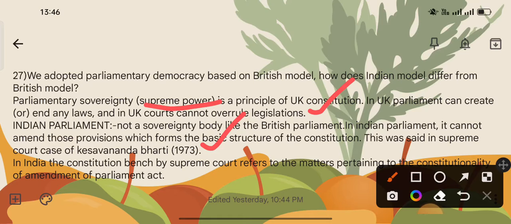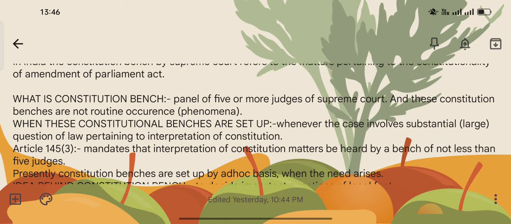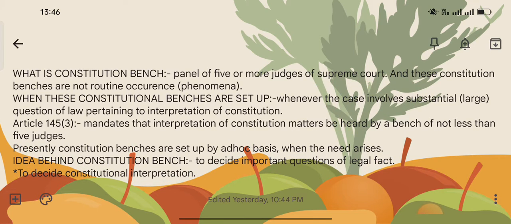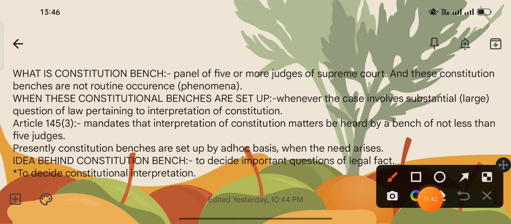And in India, the constitution bench of the Supreme Court hears matters pertaining to the constitutionality of an Amendment of Parliament Act. And what does constitution bench mean? A constitution bench is nothing but a panel of 5 or more judges of the Supreme Court, and these constitution benches are not a routine occurrence, not a routine phenomenon.